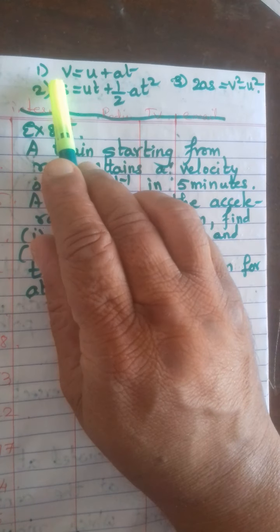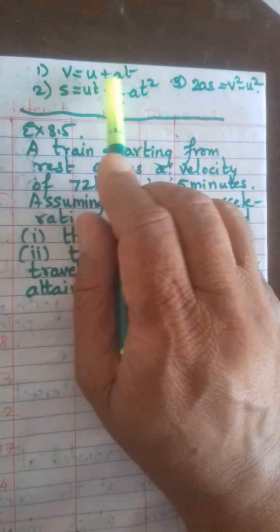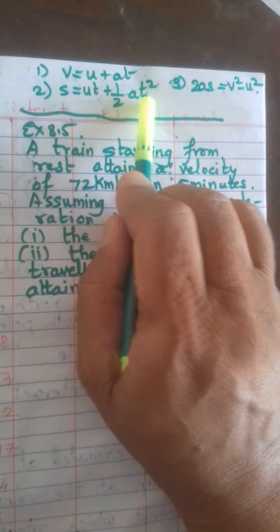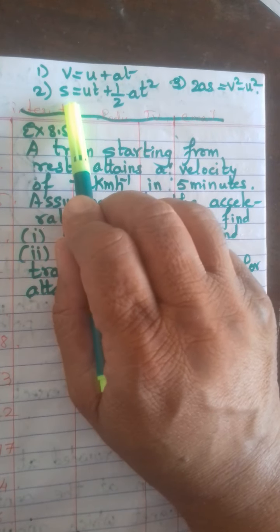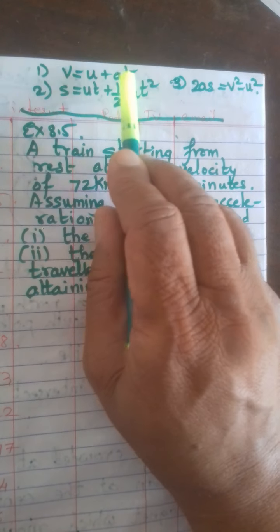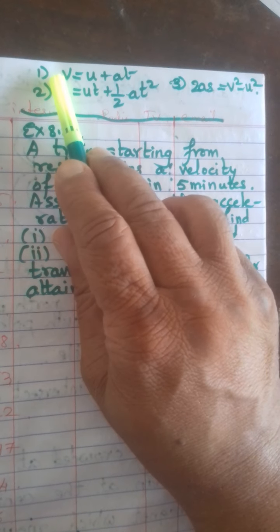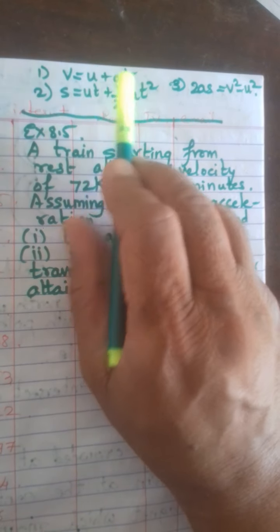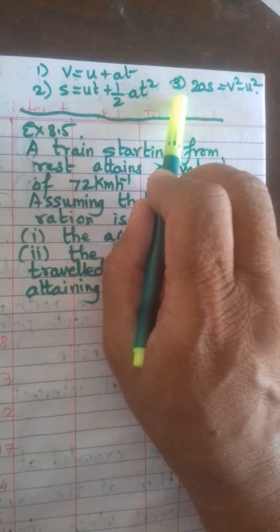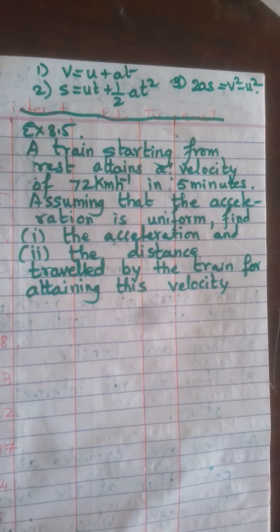So the three equations of motion obtained by graphical method are: first one is V is equal to U plus AT. Second one is S is equal to UT plus half AT square. S is the distance travelled, U is the initial velocity, V is the final velocity, A is the acceleration, T is the time. So first equation of motion is V is equal to U plus AT. Second equation of motion, S is equal to UT plus half AT square. Third equation of motion, 2AS is equal to V square minus U square.